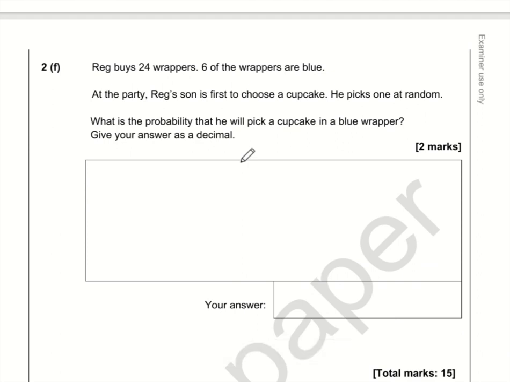Okay, Reg buys 24 wrappers, 6 of the wrappers are blue, so what is the probability that he'll pick a cupcake in a blue wrapper? Well, that is 6 out of a total of 24.